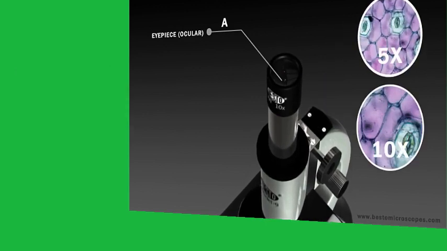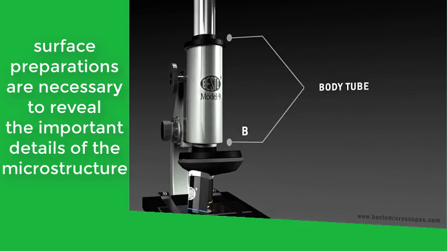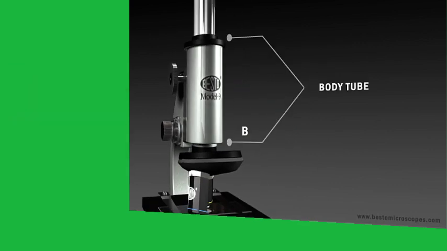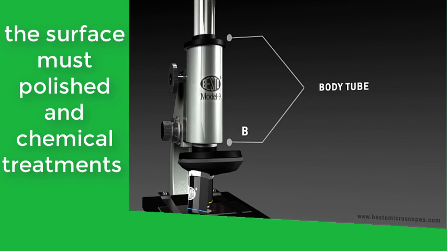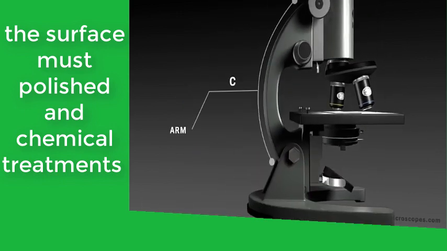Normally, careful and meticulous surface preparations are necessary to reveal the important details of the microstructure. The specimen surface must first be ground and polished to a smooth and mirror-like finish. This is accomplished by using successively finer abrasive papers and powders. The microstructure is revealed by a surface treatment using an appropriate chemical reagent in a procedure termed etching.